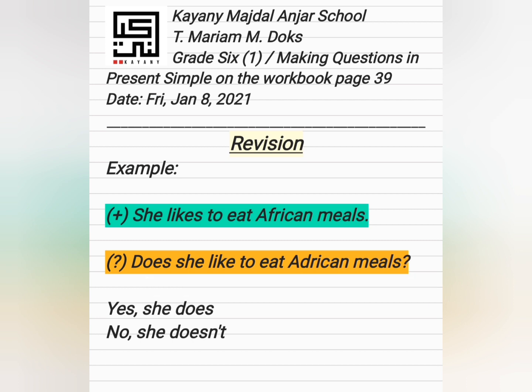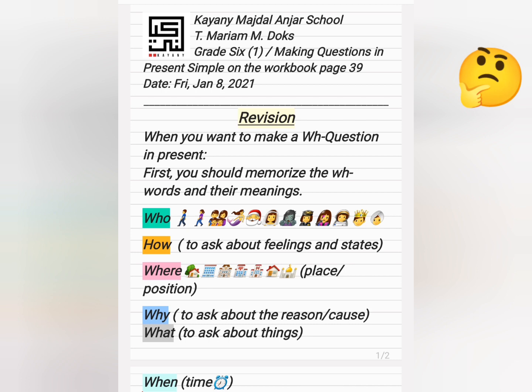Okay? What if we have a WH question? First, you should memorize the WH words and their meanings. Who is for people. How is to ask about feelings and states. Where is to ask about place and position. Why is to ask about the reason or the cause. What is to ask about things. And finally, when is to ask about the time.